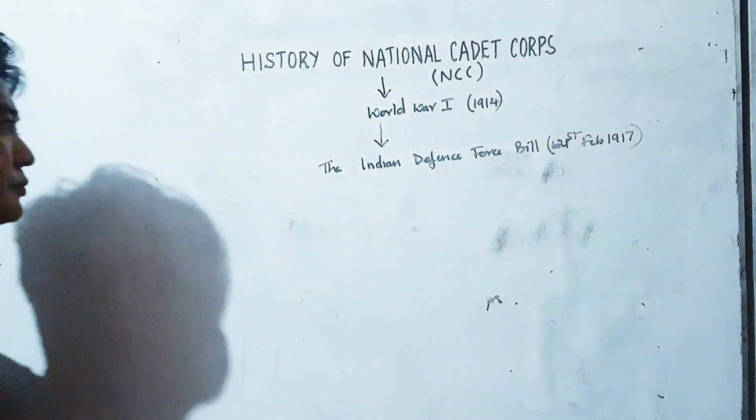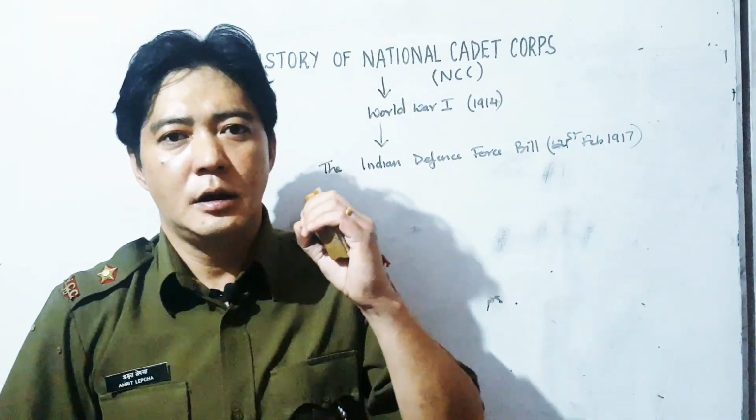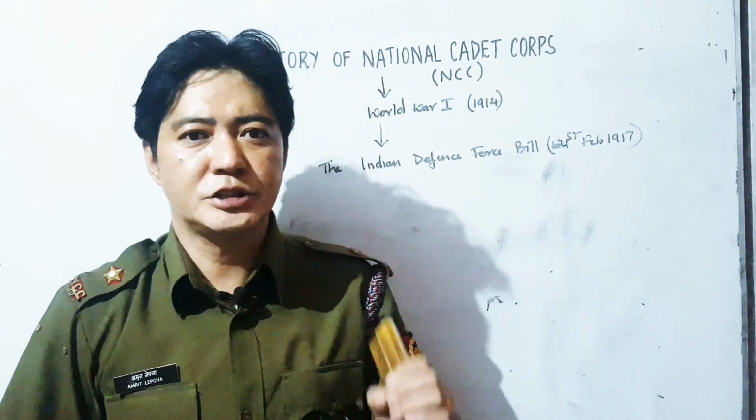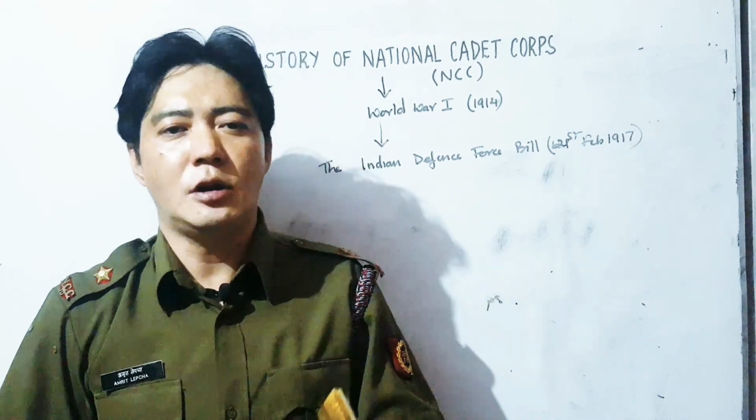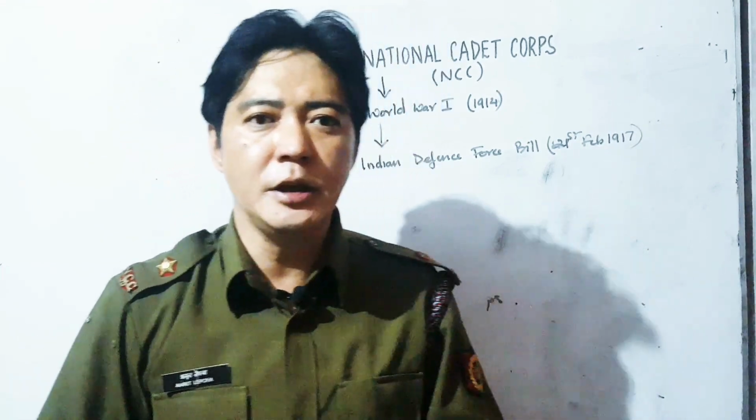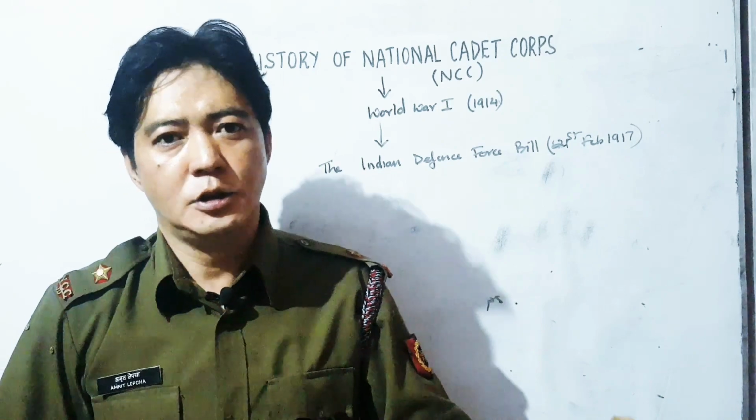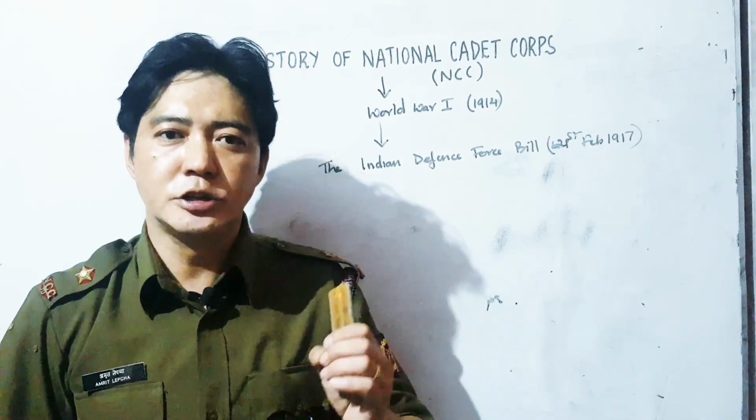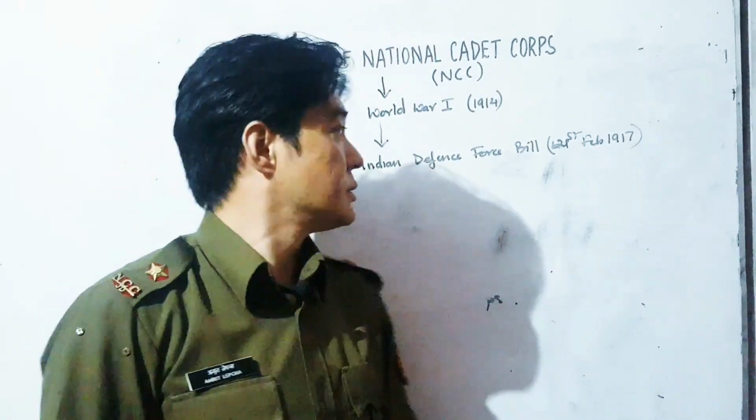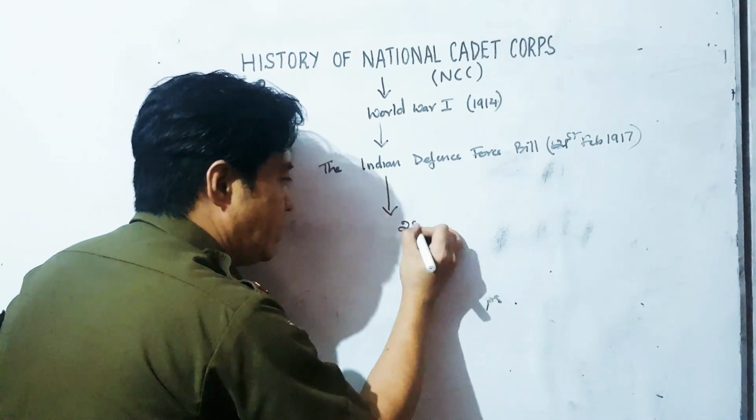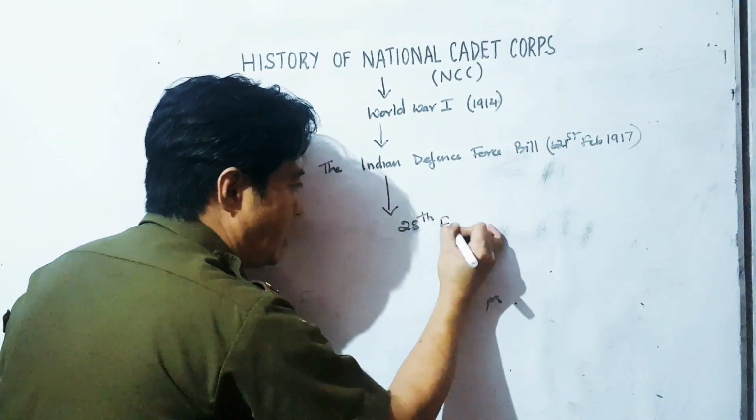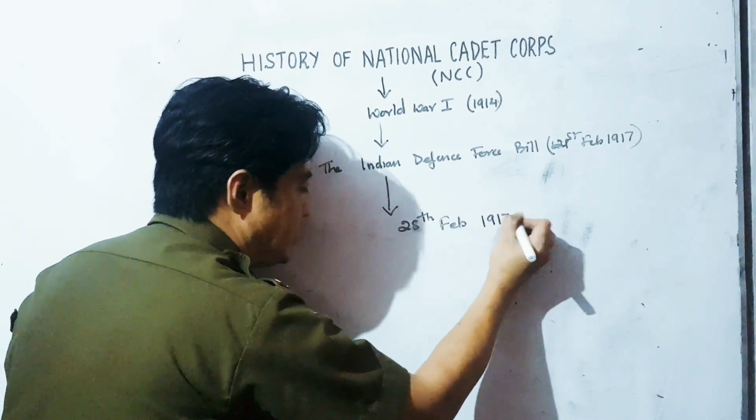And this was the time when Indian nationalist leaders were demanding the rightful place for Indians to command, or you can say to control, the British Army in higher rank. So the Indian nationalist leaders also supported the bill, and the bill was ultimately passed on 28 February 1917.